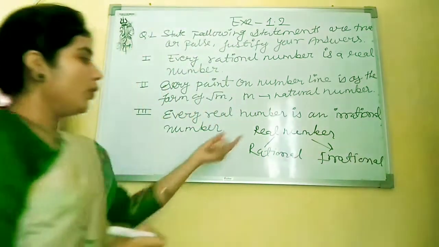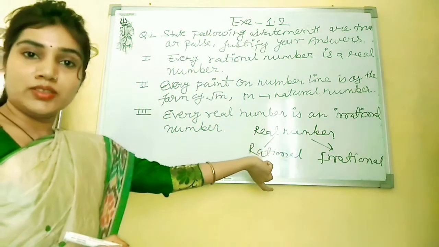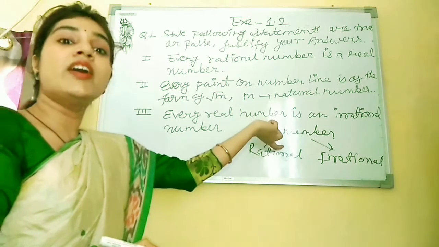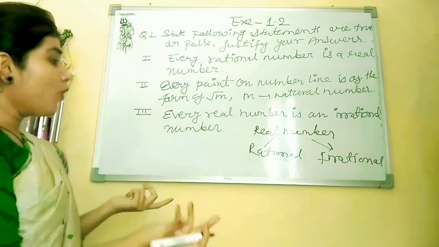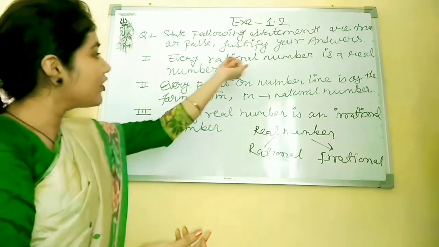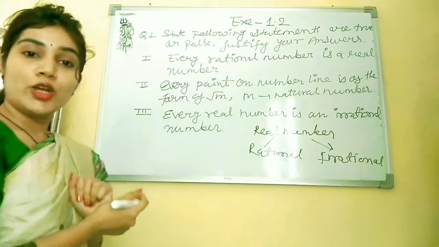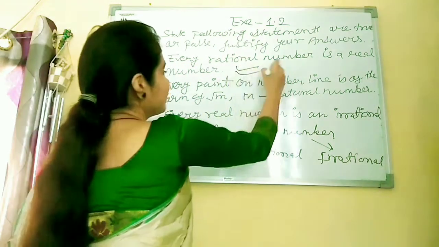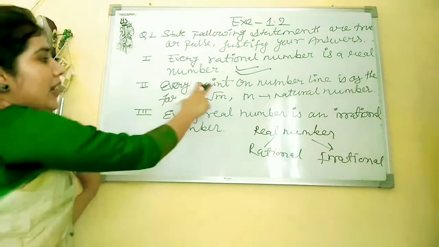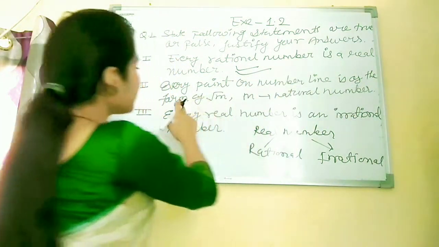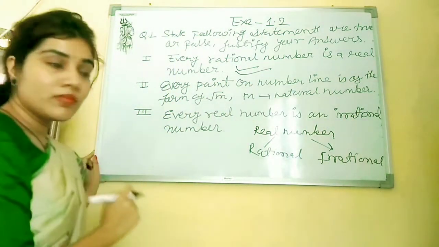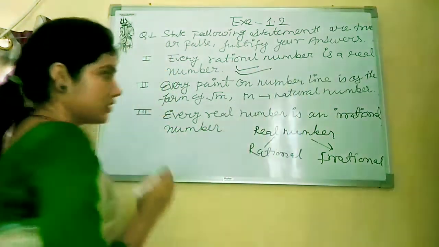Right. So rational numbers come under the real numbers. So all rational numbers are real numbers. This is the true statement. The second one is: every point on the number line is of the form √m, where m is a natural number.